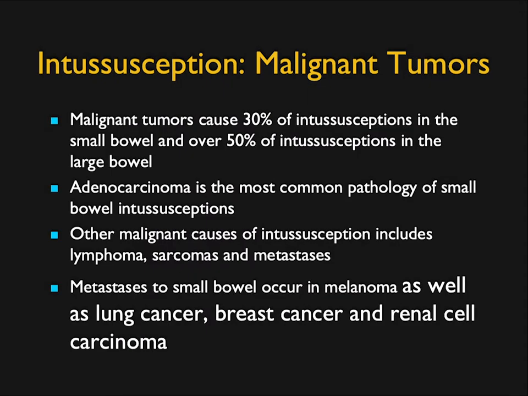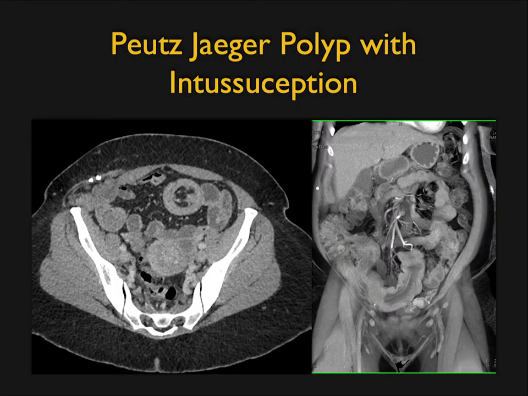Just some numbers. Malignant tumors cause 30% of intussusceptions in the small bowel and 50% of intussusceptions in the large bowel in adults. Adenocarcinoma is the most common cause of small bowel intussusceptions, though I will admit I'm seeing more metastasis now. And if I think of metastasis, I think about metastatic melanoma. That seems to be a very, very classic appearance. There are many things that can go to bowel: lung cancer, breast cancer, renal, but melanoma is what I think of most.